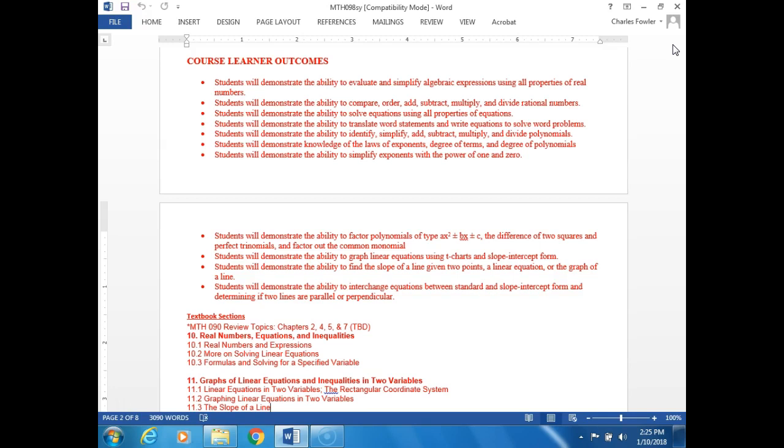Students will demonstrate the ability to graph linear equations using T-charts and slope-intercept form. Students will demonstrate the ability to find the slope of the line given 2 points, a linear equation, or the graph of a line. Okay? Students will demonstrate the ability to interchange equations between standard and slope-intercept form, determine if the two lines are parallel or perpendicular. Good stuff.